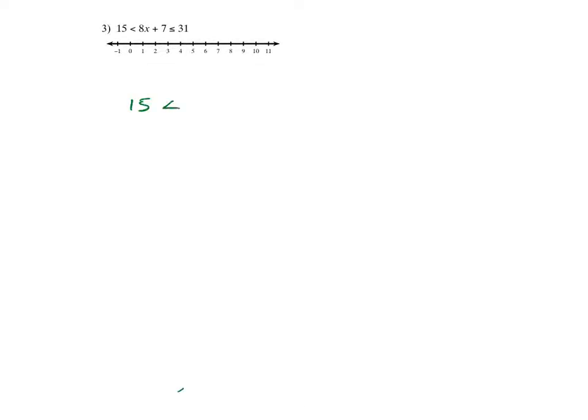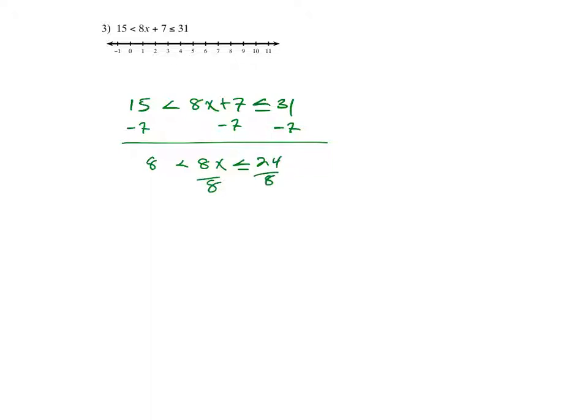Number 3: 15 less than 8x plus 7 less than or equal to 31. So minus 7, minus 7, minus 7. So 8 is less than 8x less than or equal to 24. And I'm going to divide by 8. So 1 is less than x less than or equal to 3.